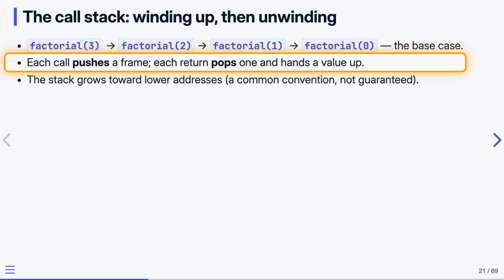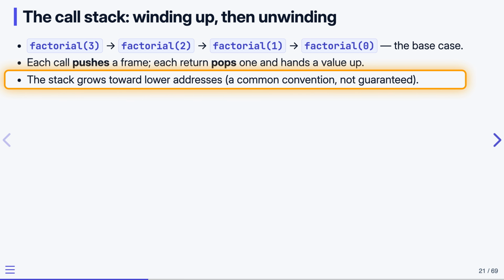Each call pushes a frame onto the stack. Each return pops one frame off and hands a value up to the caller that was waiting for it. In our picture, the stack grows toward lower addresses. That is a common convention on real machines. But C does not guarantee it, so do not rely on the direction.